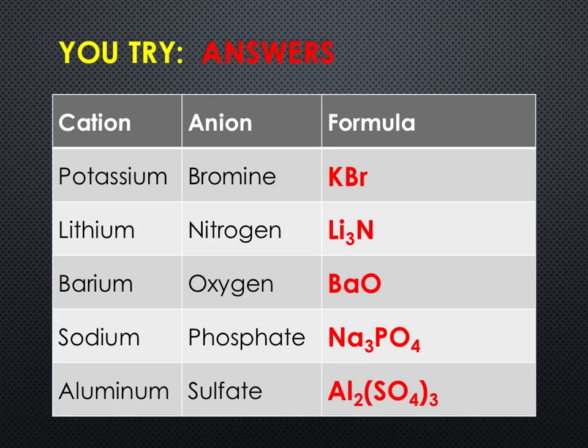Okay, so here are the answers, and hopefully you got them all right. Couple of things to point out. Some people may have gotten Ba2O2. Remember, we have to reduce the subscripts to the smallest whole number ratio. So you could have reduced each of those by 2 to get BaO.